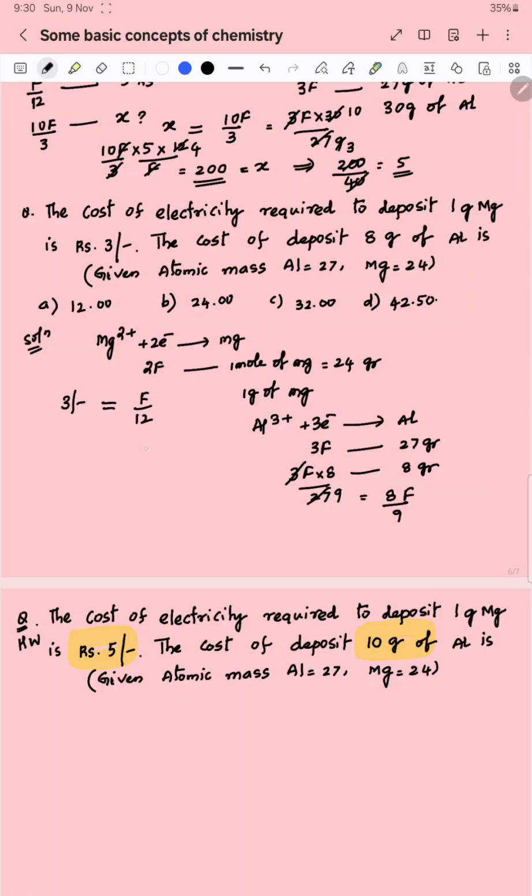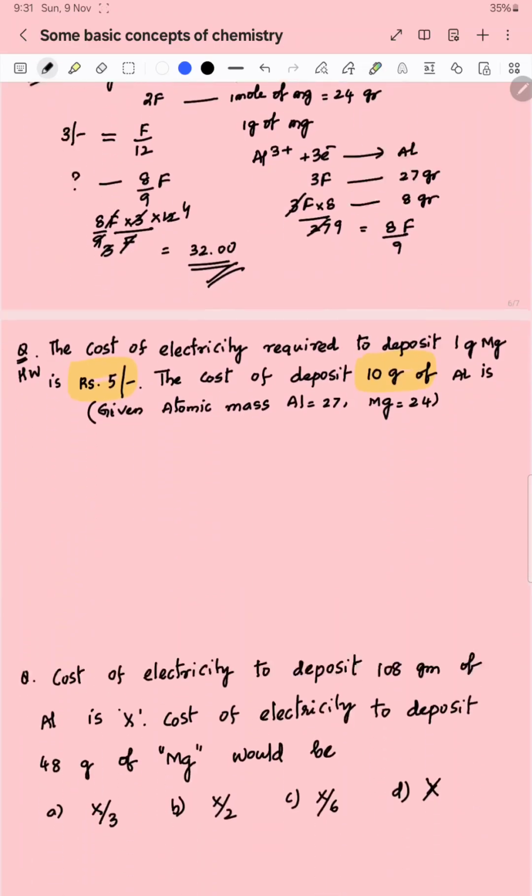Right. Now he is asking, 8 by 9 Faradays of aluminium, the cost is how much? So just apply the unitary method, student. 8 by 9 Faraday into 3 divided by F into 12 by F. F gets cancelled, student. Right. 3 1s are 3, 3 3s are 9, 3 1s are 3, 3 4s are 12. So the answer is, student, 8 4s are 32 rupees, right? Okay. So therefore the cost of deposit of 8 grams of aluminium is 32 rupees, right?